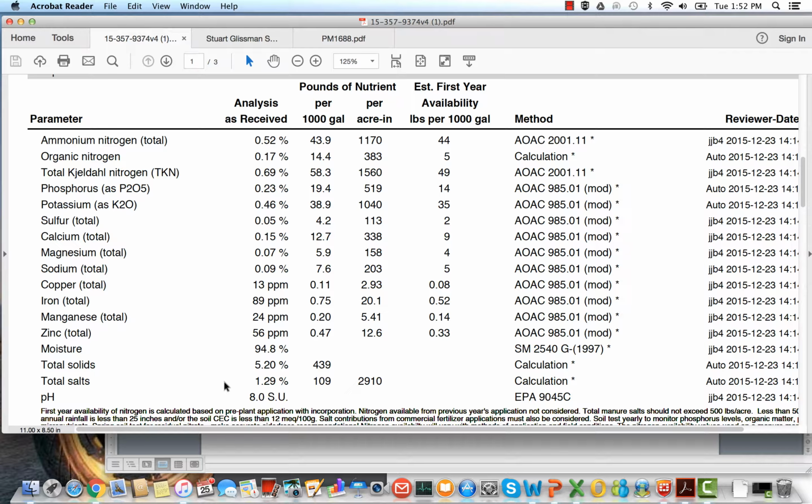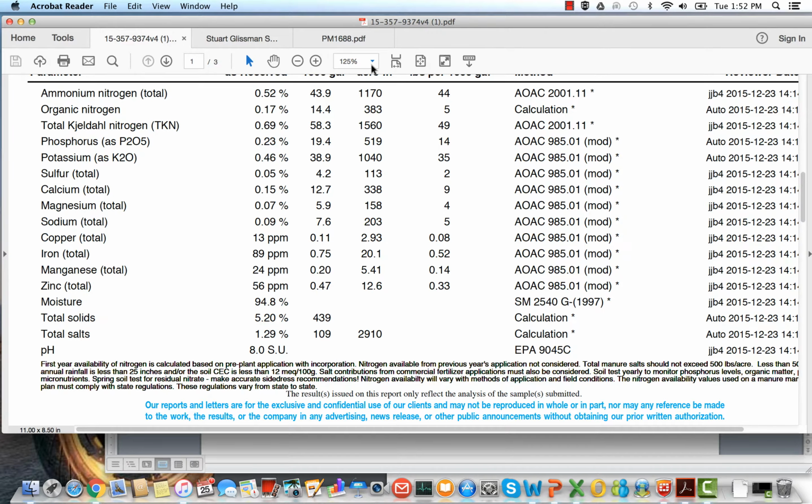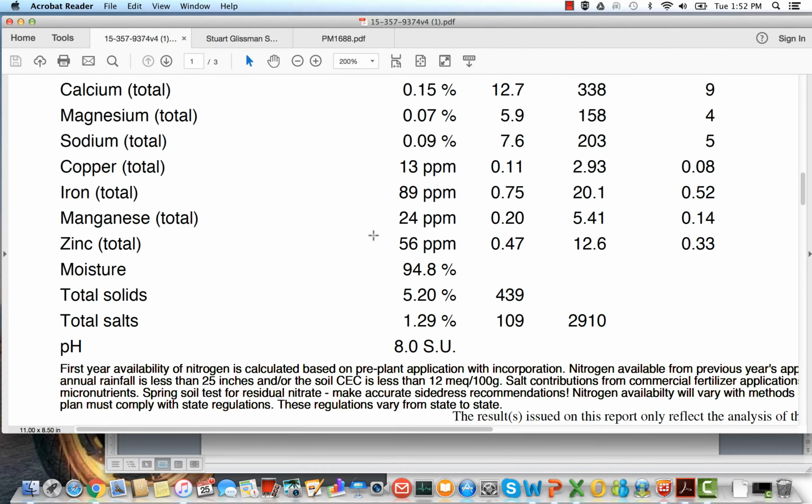And then lastly, this total salts number. That one's pretty important as well. So our pounds of total salts per 1,000 gallon is 109 pounds. We like to be a little careful of that. I've got some disclaimers down here. We'll make it a little larger so you can read those.